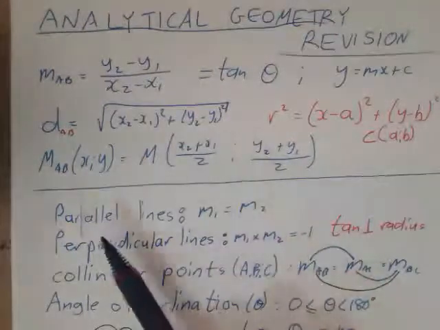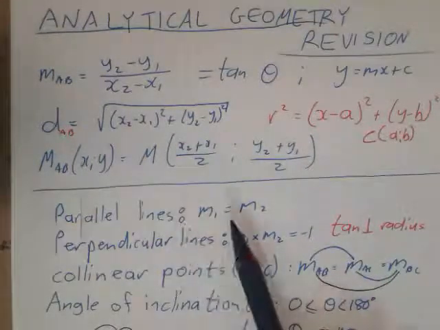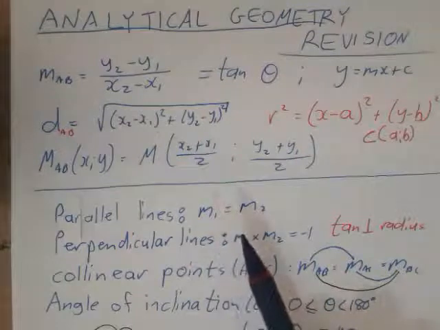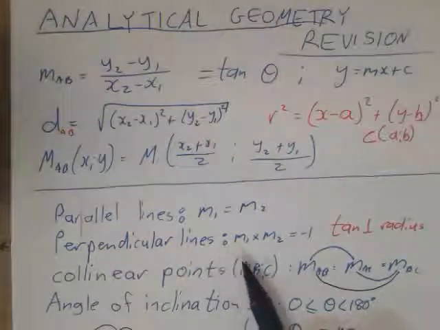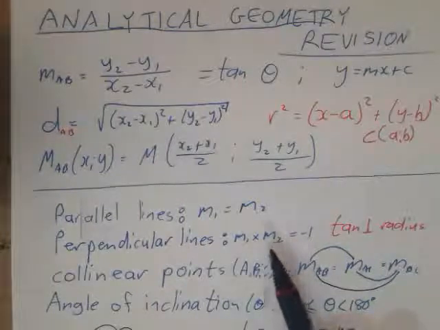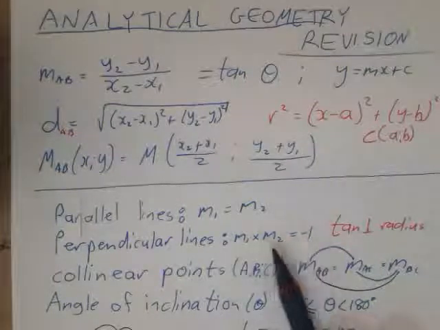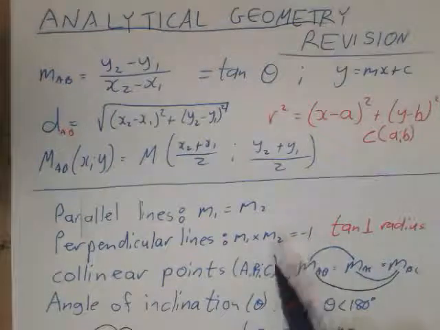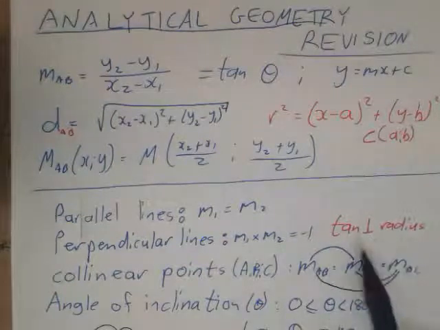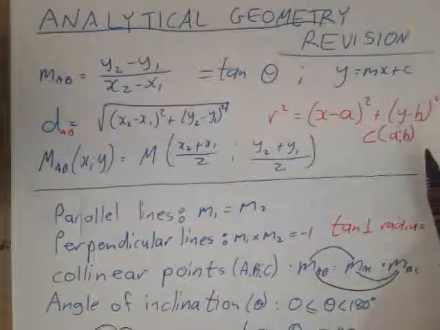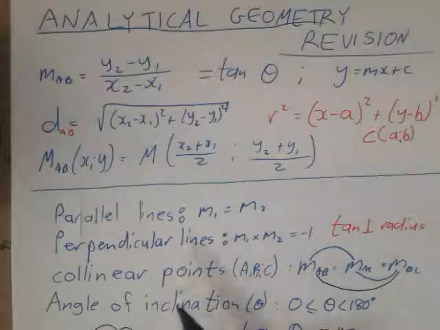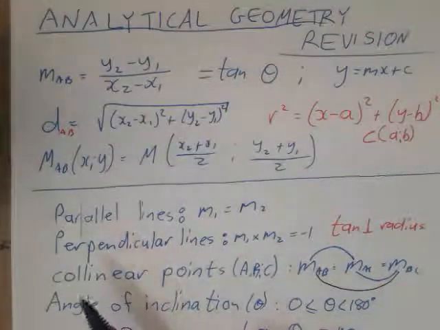Okay, so if we want to prove lines are parallel, we need to prove their gradients are equal. And then perpendicular lines is the gradient of the one times the gradient of the other is equal to minus 1. And we will apply that the tangent is perpendicular to the radius to the circle up above to find the equation of a tangent to a circle.